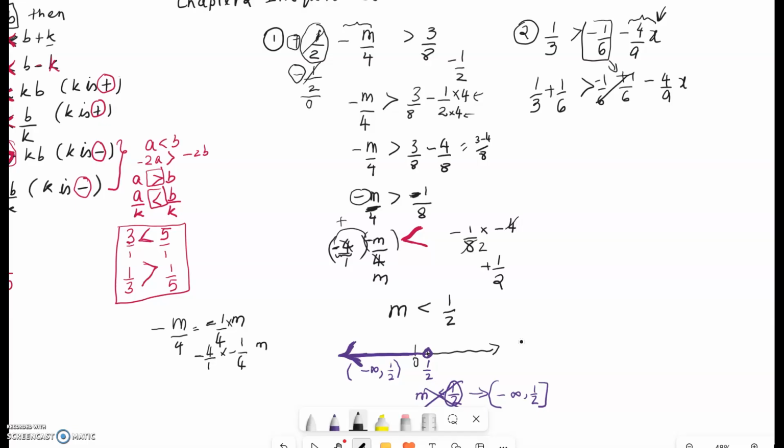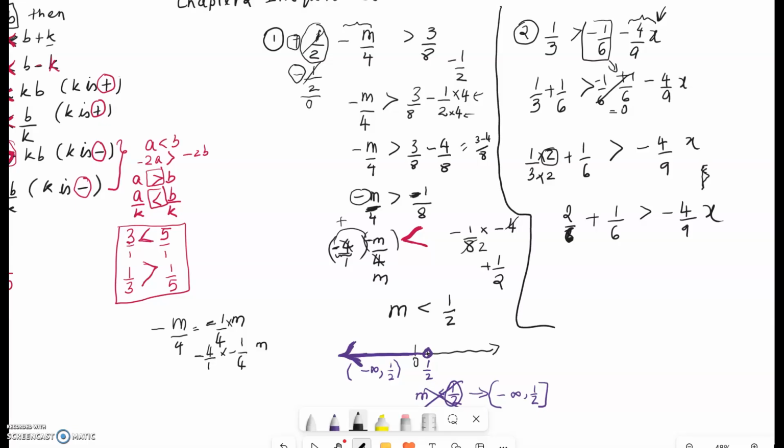Now we need to take a common denominator. 3 and 6 are the denominators. The LCM is 6. And the way to get a 6 in the denominator is to multiply the 3 with 2. Multiply the numerator with 2 as well. Plus 1/6 is greater than, remember this becomes 0. Negative 1/6 plus 1/6 becomes 0, and you're left with negative 4/9 x. So this is 2/6. This is 2 times 1 is 2, 3 times 2 is 6. So that's 2/6 plus 1/6 is greater than negative 4/9 x. Let me put a line here so we don't mix this up. Okay, so 2 plus 1, add the numerators, leave the common denominator, is greater than negative 4/9 x.